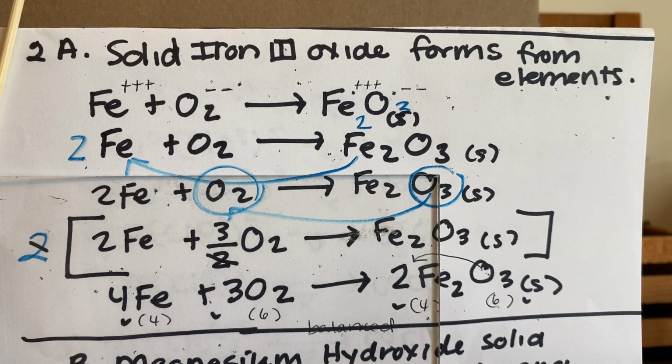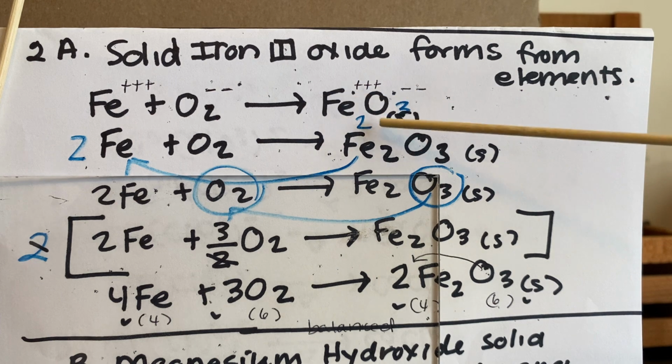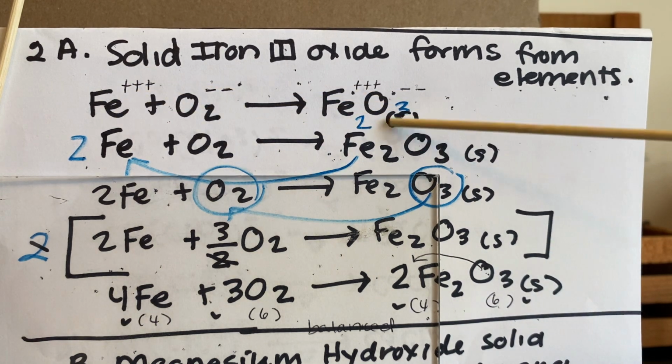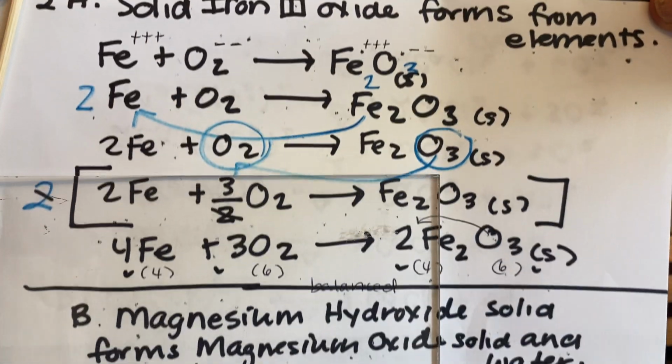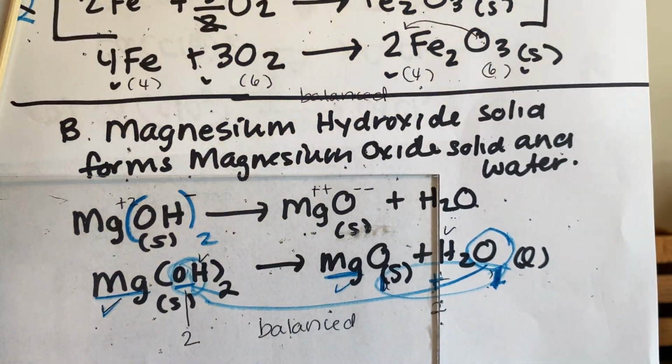So this is balanced. Basically the hard part of this was to put together these ions and put this little 2 and 3 up here to make sure we have the right formula. If we don't have the right formula, we'll really be off. Okay.